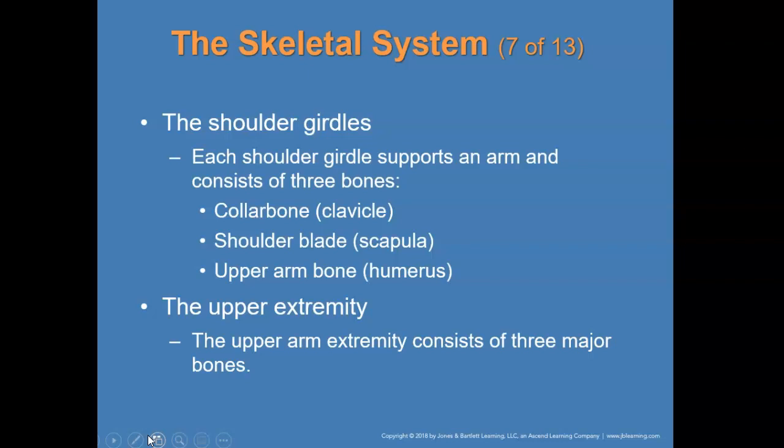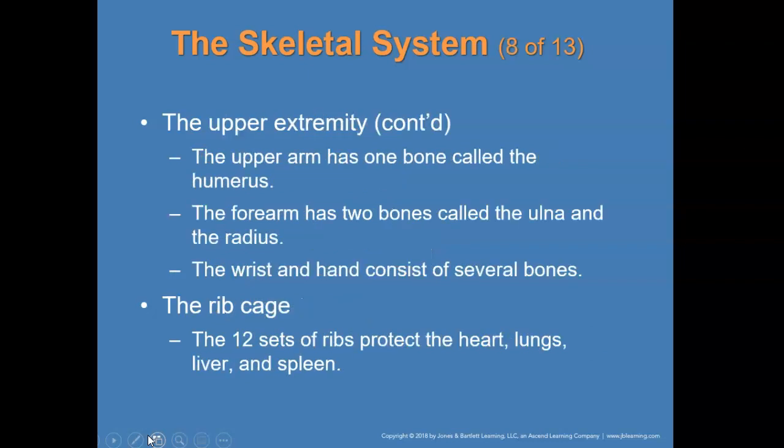The shoulder girdles: each shoulder girdle supports an arm and consists of 3 bones, the collarbone, the shoulder blade, and the upper arm bone, the humerus. The upper arm extremity consists of 3 major bones. The upper arm has 1 bone called the humerus. The forearm has 2 bones called the ulna and the radius, and the wrist and hands consist of several bones, and those are your carpals and metacarpals and phalanges.